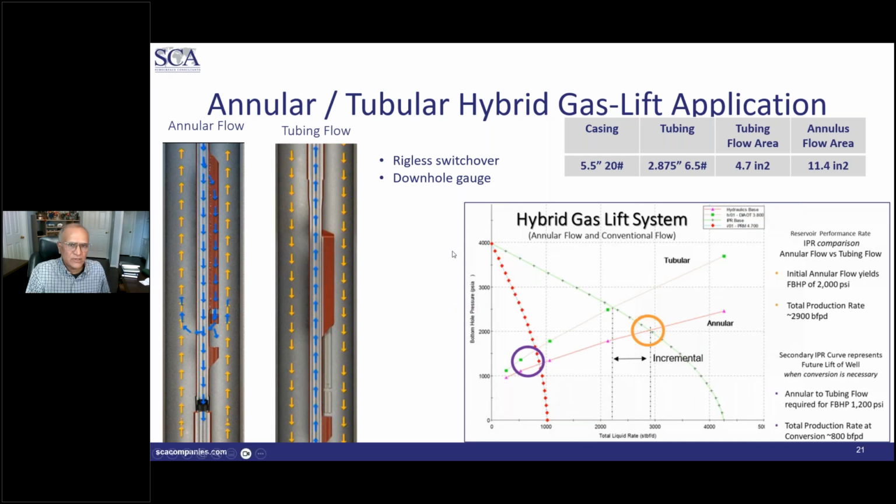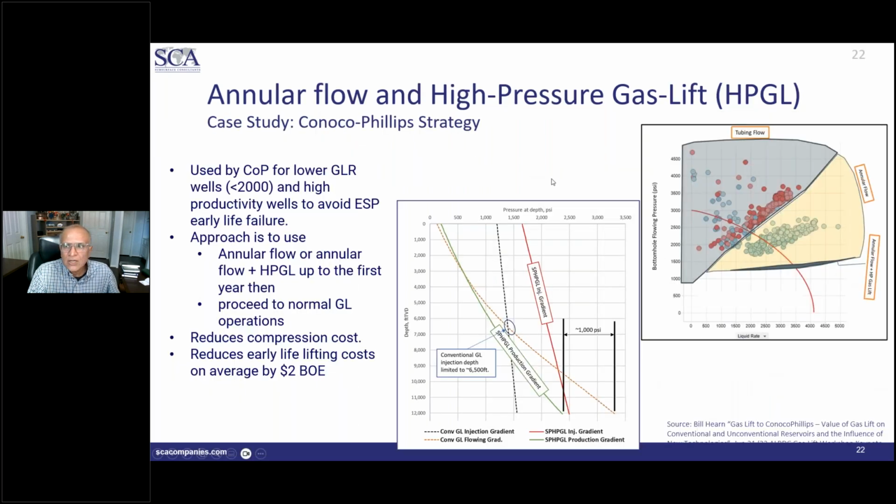Another trend that is prevalent in, or that is increasing in not only Permian, but all the basins is downhole gauges, because that allows operators to effectively use. Here is an example from case study from the ConocoPhillips. They are not only using annular, but they are also using what is called high pressure gas lift. This high pressure gas lift basically allows you to have a single point of injection. The pressure is sufficiently high enough to be able to go significantly deep.